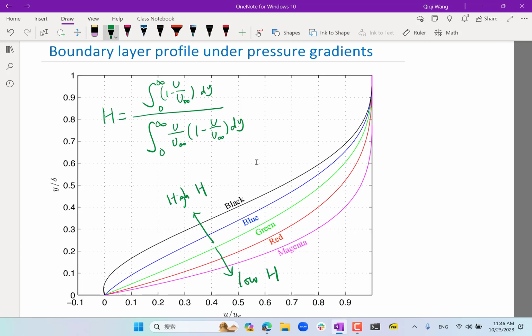If I have a favorable pressure gradient in a region before this x location, the boundary layer at that x location would look more like the magenta case, right? If I have a pressure gradient in a small region upstream of the x location that's adverse, the boundary layer would look more like blue or black.